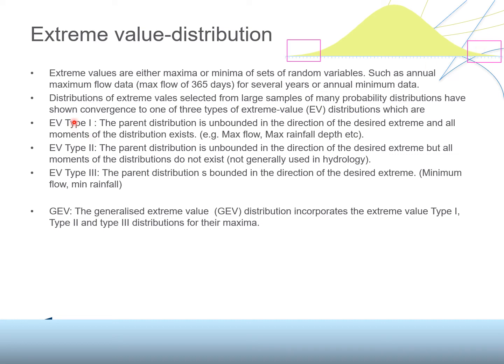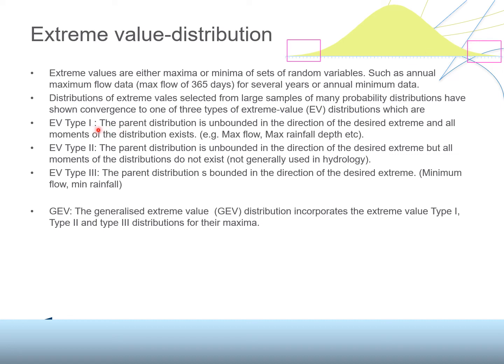And this extreme value distribution can be type 1 distribution, type 2 distribution, and type 3 distribution. They may follow other distributions, but we can use extreme value distributions to see if they follow this distribution.